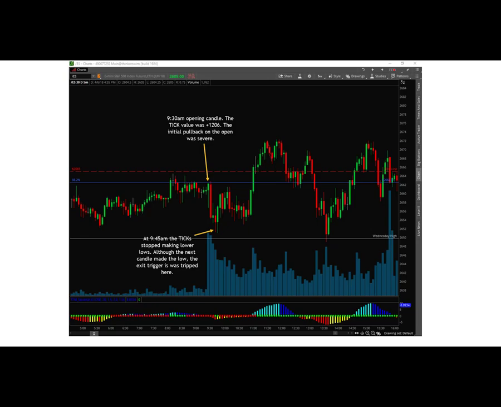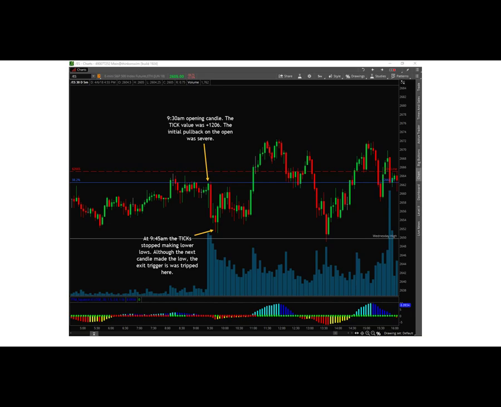Right here, the green candle was the 9:30 opening, and it did make a wick that was down well below where the candle finished, and then the ticks took over, the selling pressure took over, and that is what created this long red bearish candle here. And then as you can see on the screen, at 9:45, the ticks stopped making lower lows at this red candle that it is pointing to.